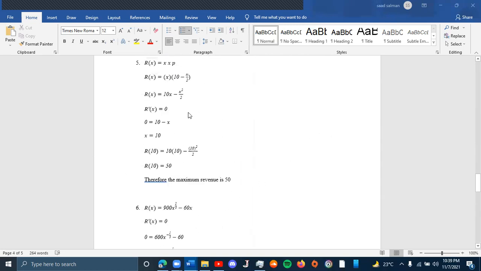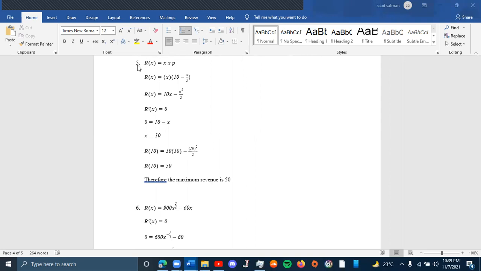So, we'll start with question number 5 with the equation R(x) = x · p, which will give us R(x) = x · (10 − x/2). So R(x) = 10x − x²/2. So R'(x) = 0, 0 = 10 − x. So x = 10.